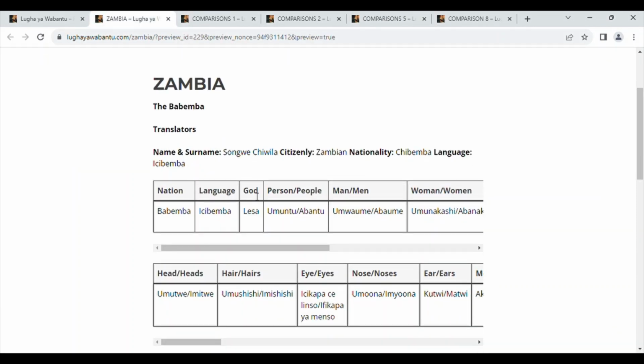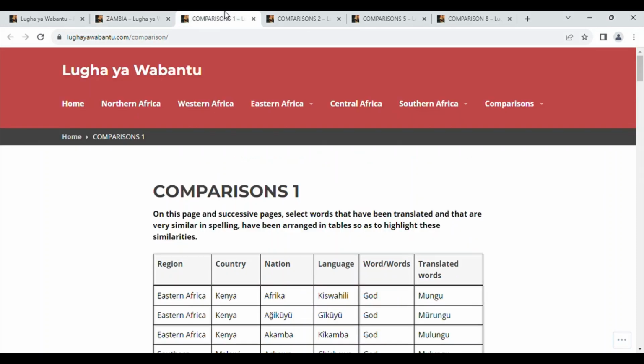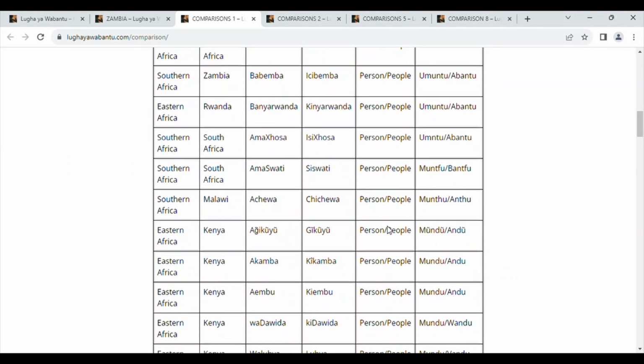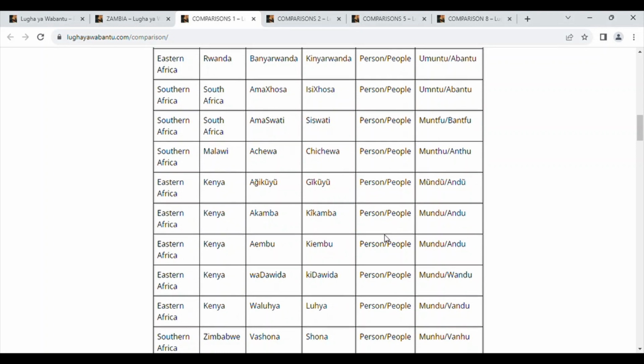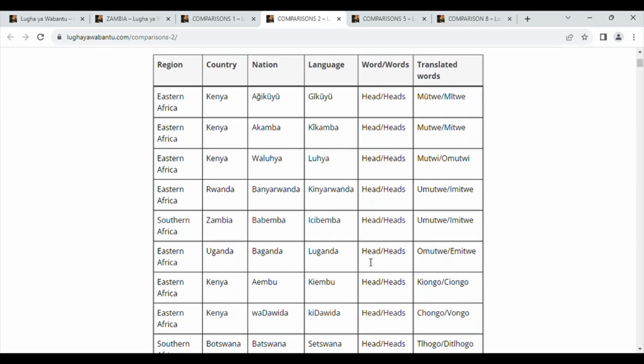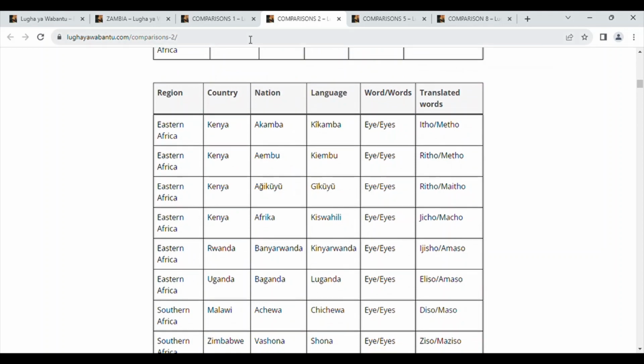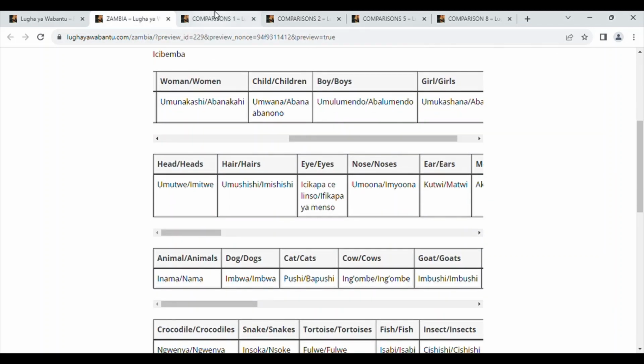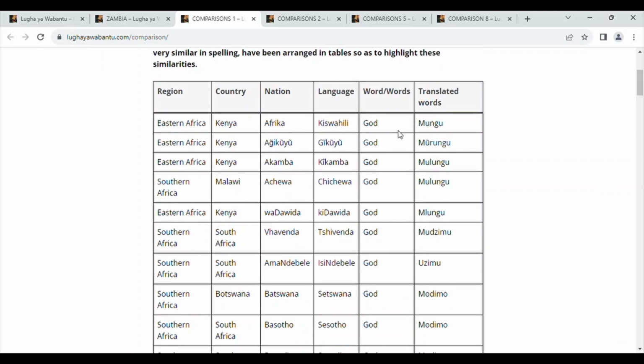Now you can see the first table here under Zambia has the person, people, women, children, boys, etc. And in comparison 1, you can see the translations of the first table that have been done. You come to comparison 2, heads, hair, eyes, those are the parts of the body. It corresponds to table 2. In the comparison pages, I've created another table. Here it's titled region, country, nation, language, word or words, and then translated words. I've filled in the data accordingly, and then put in the translated words in an order of similarity.